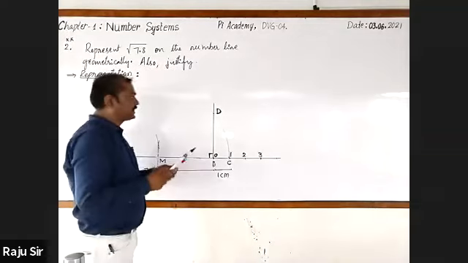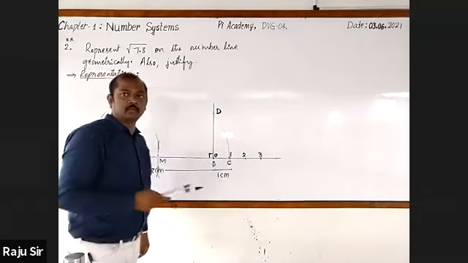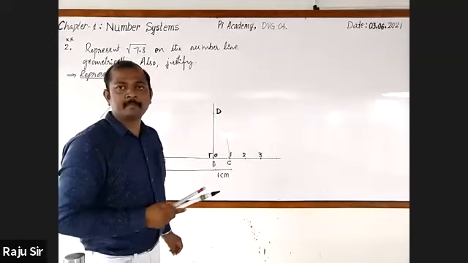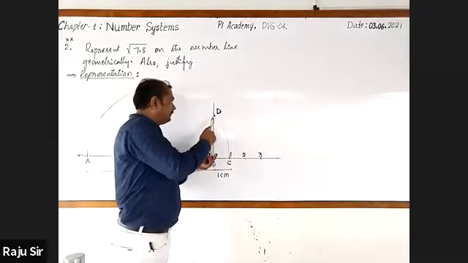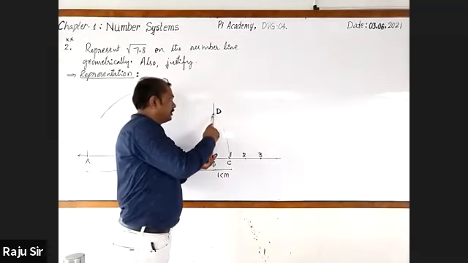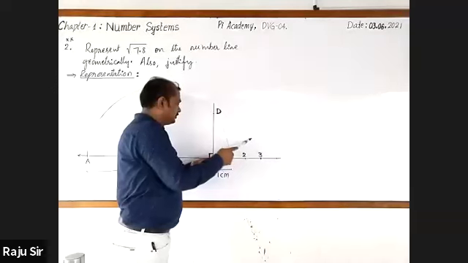Next, take compasses. Now, could you tell what distance should be taken? The distance between B and D. Yes, B and D. In compasses, take the distance BD. Then draw an arc.